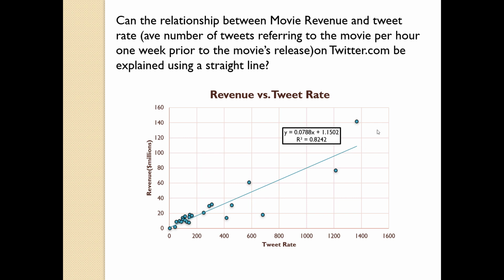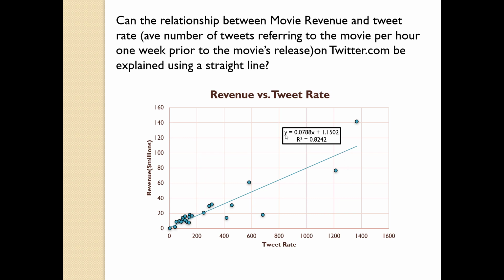But we see that overall, there's a trend. Tweet rate goes up, revenues go up. It's not bouncing all over the place. It doesn't look like it's completely random. And so it appears that things can be described by a linear line.